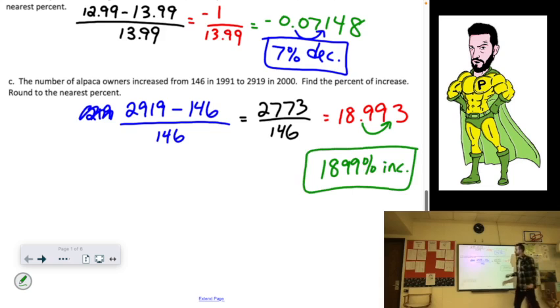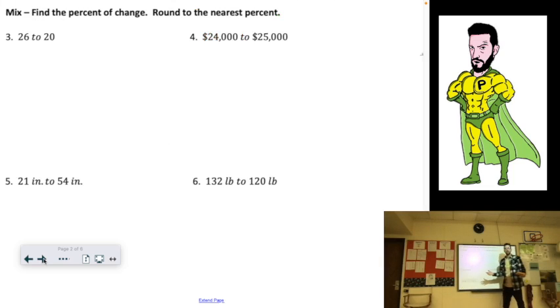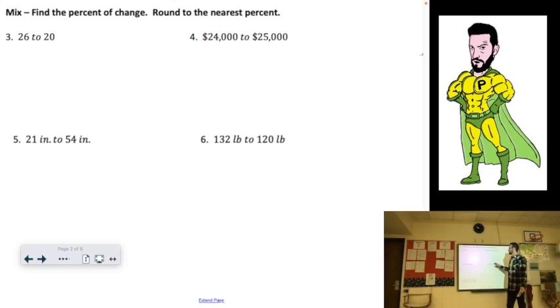Nice. So we've got some mix and match ones to toss together now in the mix. And there's nothing new here. So I would like you guys to actually just pause here, try it, see if you can find the percent of change, and make sure you say if it's an increase or a decrease. So pause here, I'm going over.